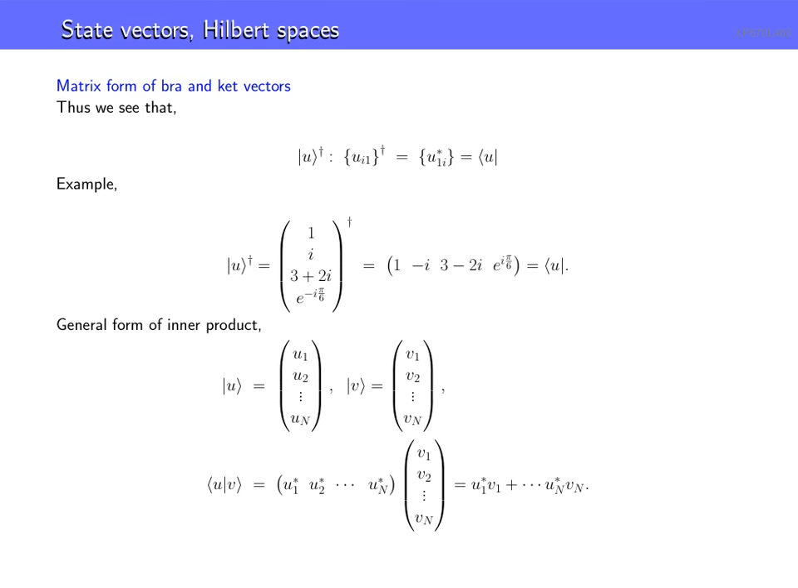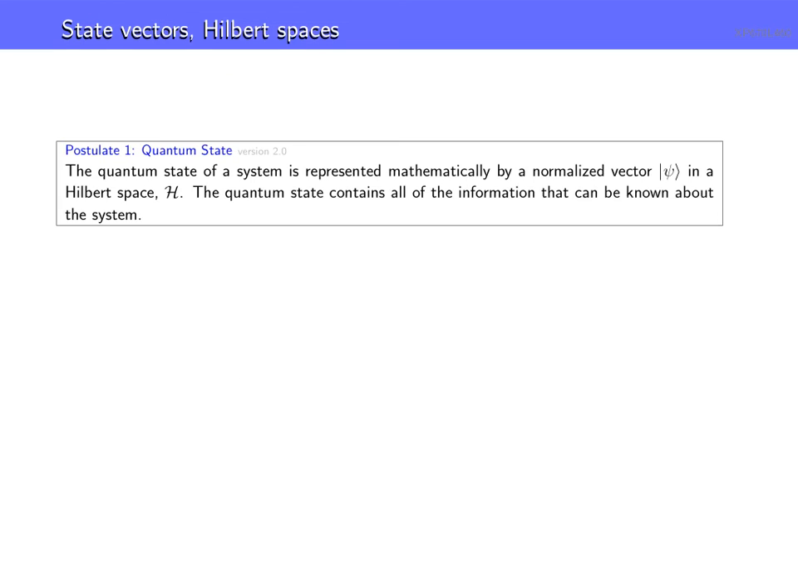And with this, a little bit more formal coverage, let's restate our first postulate, but in a more appropriate manner now with our Hilbert space. So we say now that the quantum state of the system is represented mathematically by a normalized vector psi in a Hilbert space H. And we'll go into the reasons behind that, basically related to probability, why it needs to be normalized. The quantum state contains all the information that can be known about the system, which is what we said before.